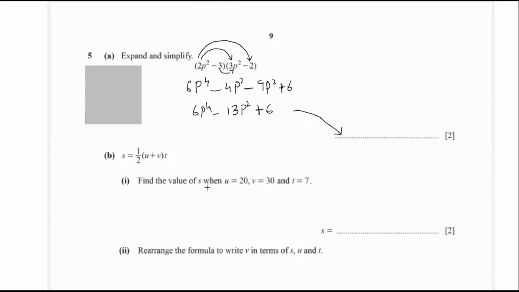And next is part B, S equal to 1/2 (U plus V) into T. Find the value of S when U is equal to 20, V equal to 30, and T equal to 7. Now we substitute the values here. The S will be equal to 1/2. U, you see here is 20, V is 30, and T is multiplied by 7. Now we can write it as 1/2 into 20 plus 30 is 50, multiplied by 7, and that's equal to 350/2. And when we divide 350 by 2, we get 175. Now this is the answer.